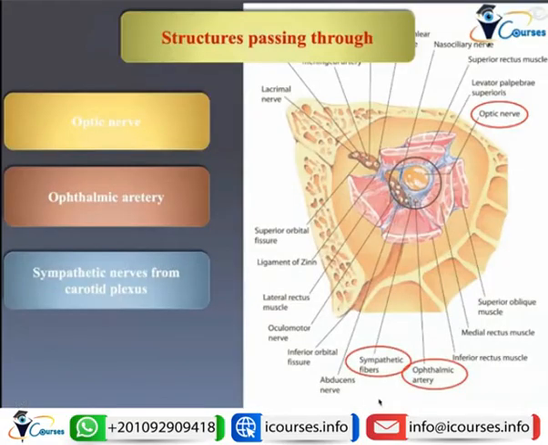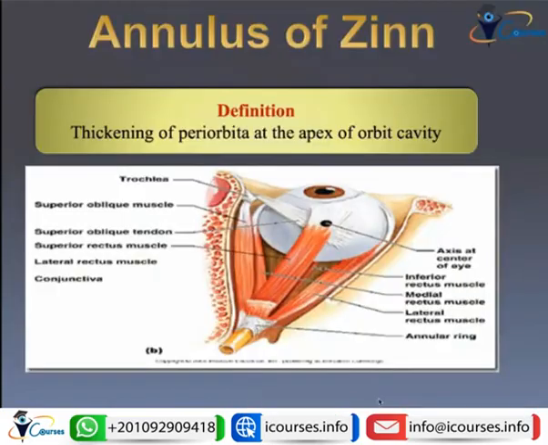Okay, so another structure which is important and located at the orbital apex and has a relation to the optic foramen is called the annulus of Zinn. What is the annulus of Zinn? Sometimes it's called the common tendinous ring, or the annular ring. All these names belong to the same structure. This structure is simply a thickening of the orbital fascia, which is termed periorbita. So the annulus of Zinn, or common tendinous ring, is a thickening of the orbital fascia at the apex of the orbit.